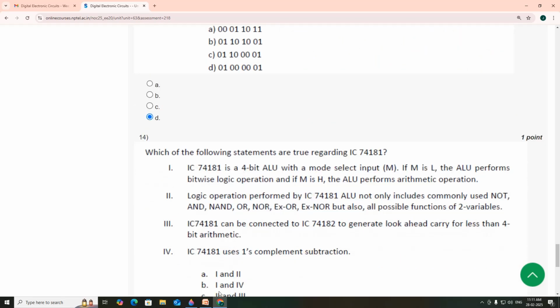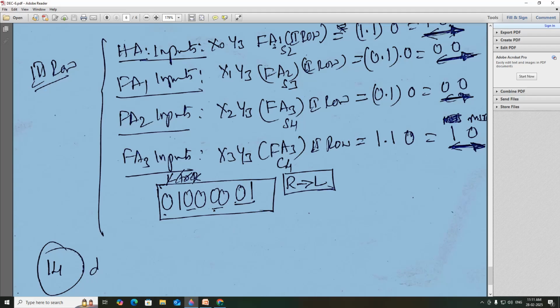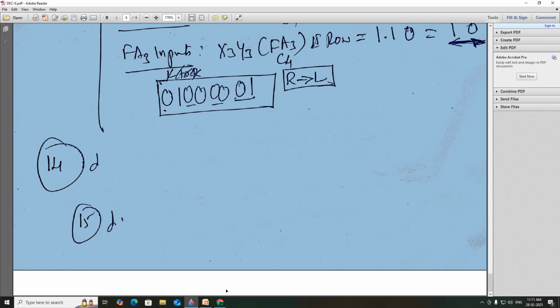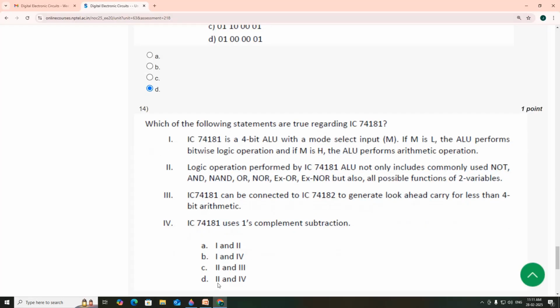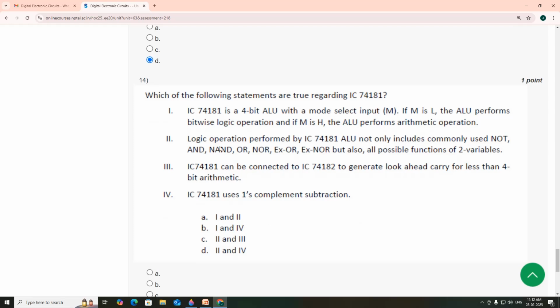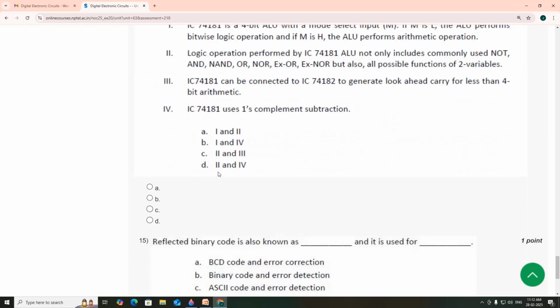14th one. So we will see what the 14th is. It is regarding IC 74181. It is option D. So what is option D? 2 and 4. This is correct regarding the 74181, you can see in the lecture. Statement 1 is wrong, because if M is equal to 1 it is actually a logic operation. And statement 3 is also wrong. Therefore 1 and 3 are wrong, 2 and 4 are correct. Option D.